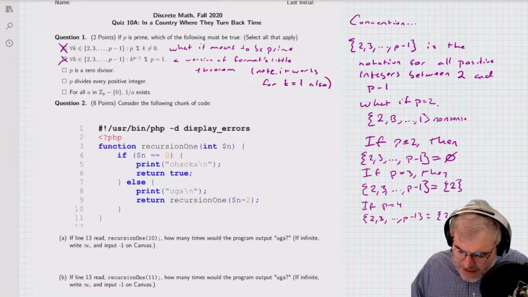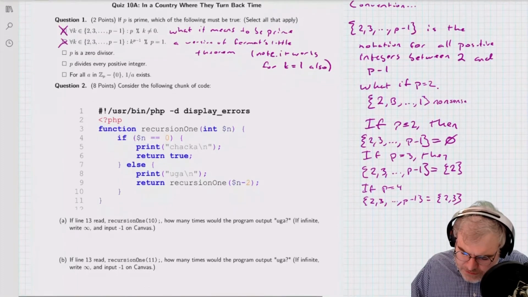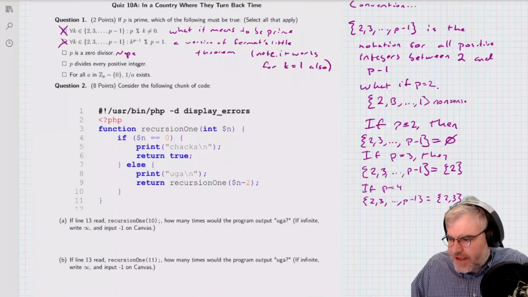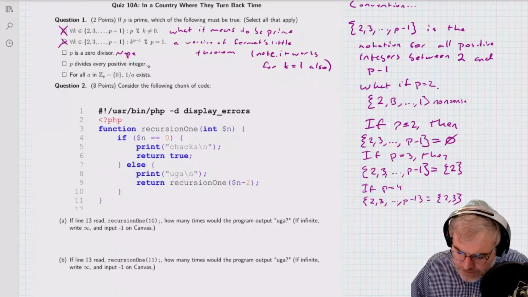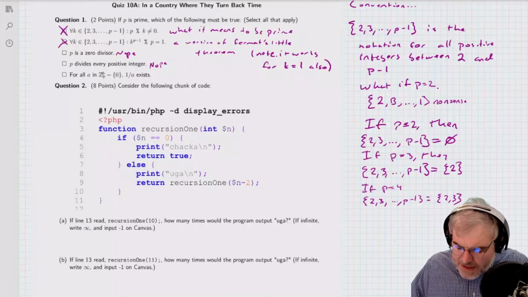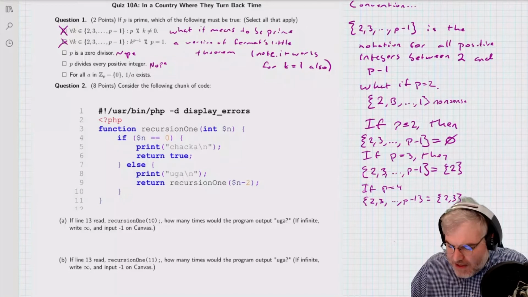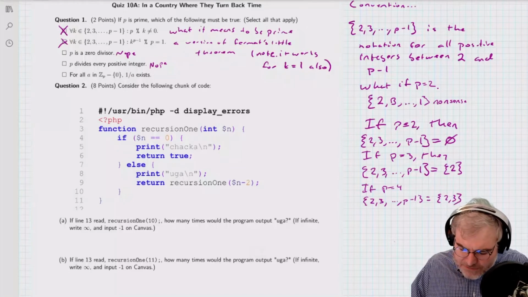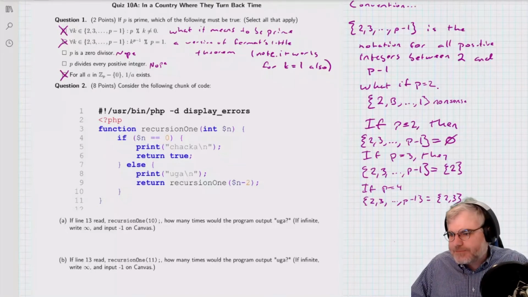P is a zero divisor. That is not true. Nope. P divides every positive integer. Well, P does not divide 1. I don't care what prime you're using. Nope. And for all a in Z_p minus 0, so this is the set minus thing, remember? This is Z_p except for 0. Whenever a exists, this is true. Okay. So 1 to 5, how do we feel about this problem?